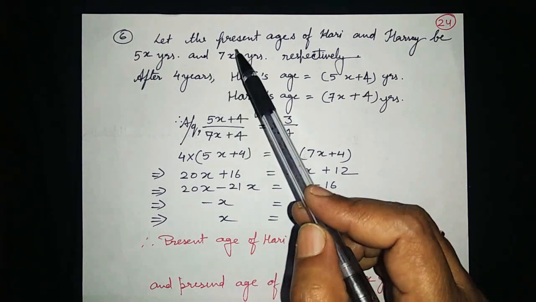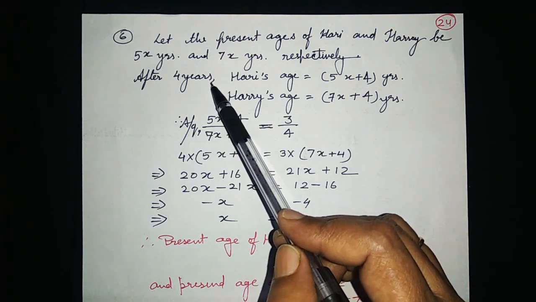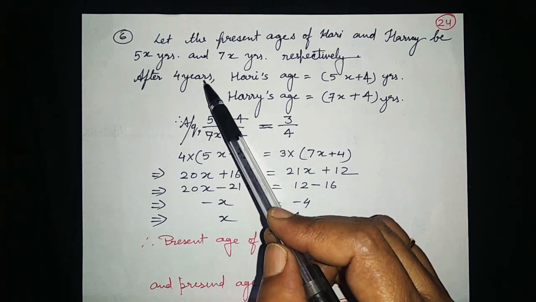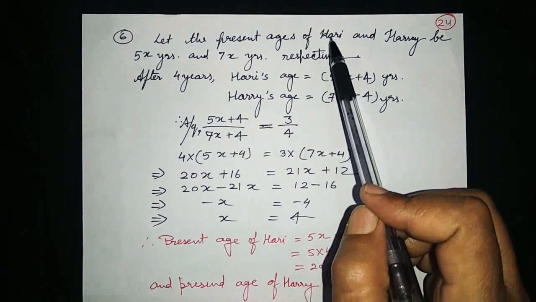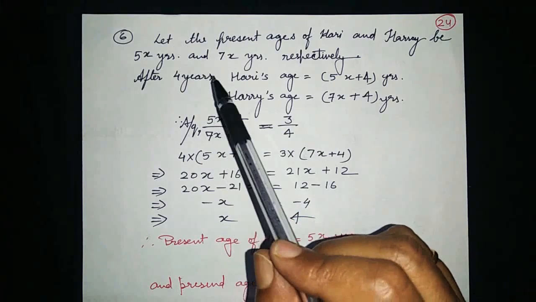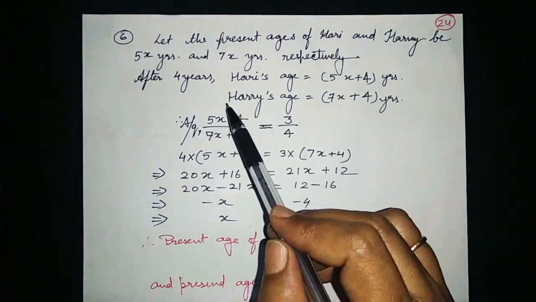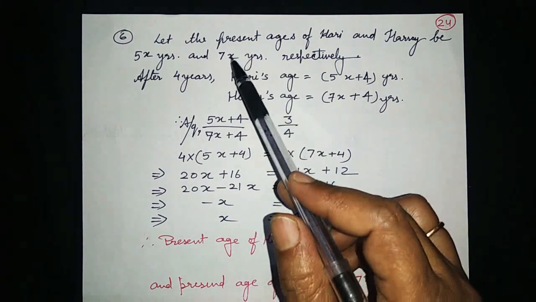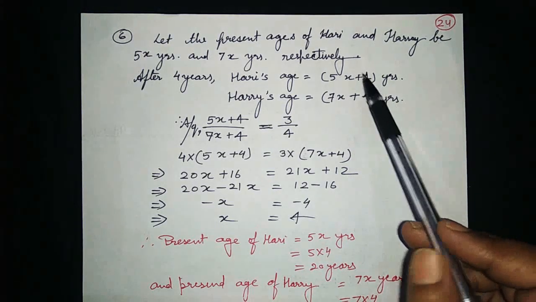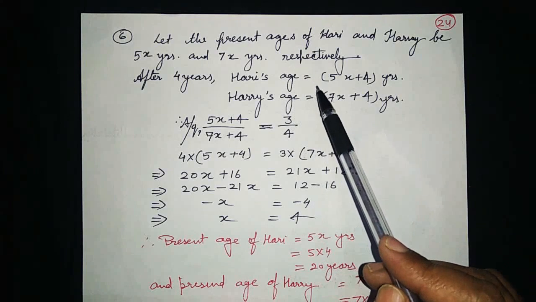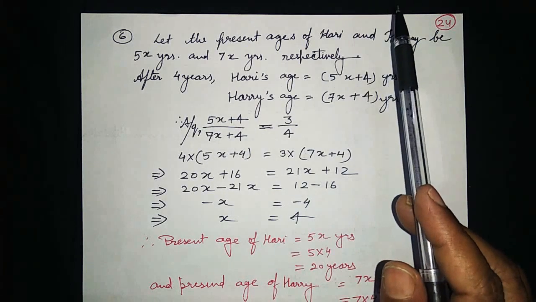4 years from now, the ratio of their ages will be 3:4. So after 4 years, their ages will be what? Here you see, Hari's age after 4 years will be 5x plus 4 years. And after 4 years, Harry's age will be 7x plus 4. Means we will add 4 with their ages to get their age after 4 years.